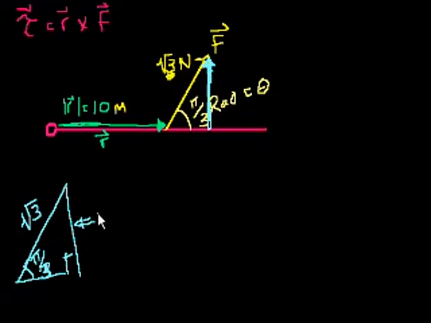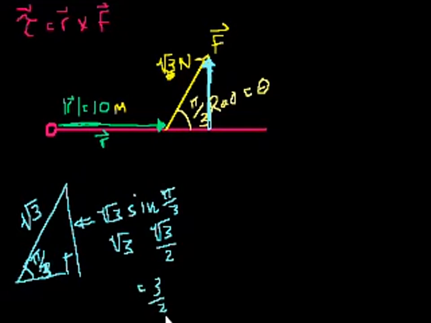Now we know trigonometry. We know that this is just square root of 3 times the sine of pi over 3, or the sine of 60 degrees. Sine of pi over 3 is square root of 3 over 2. So square root of 3 times square root of 3 over 2 is 3 over 2. So the magnitude of the component of this force vector that is perpendicular to the arm is 3 over 2 newtons.